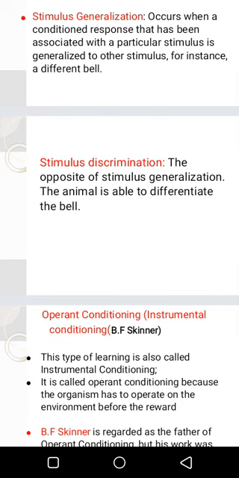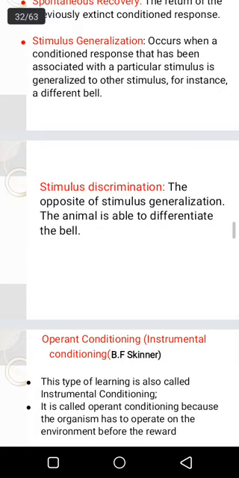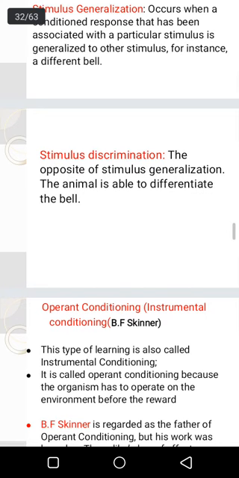Stimulus discrimination is the opposite of stimulus generalization. The animal is able to differentiate the bell. Discriminating is to let go, you just forget about it. In this case, the bell has been generalized, which means the bell has changed, and the dog will be able to differentiate the bell, which is stimulus discrimination. These are the principles of classical conditioning.